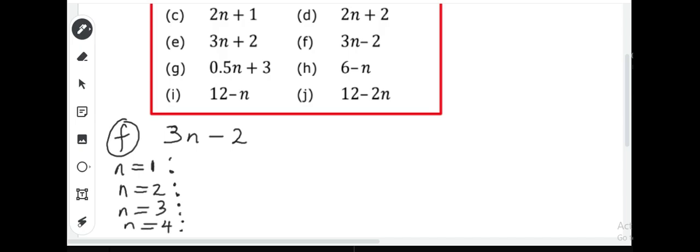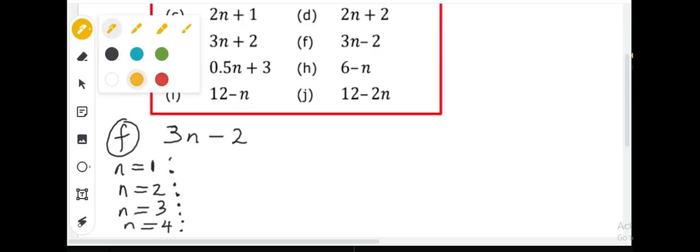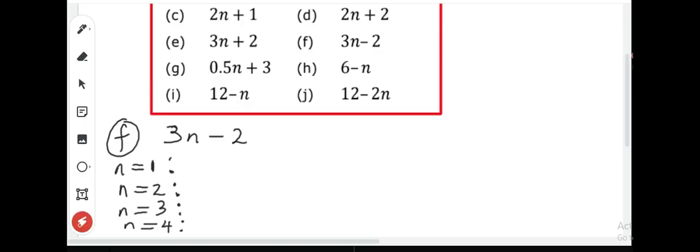So for the first one, when n equal to 1, substitution. By the way, 3n means 3 times n, then minus 2. So we simply say 3 times 1 because n is 1, then the answer minus 2. That will give us 3 minus 2 because 3 times 1 is 3. Then minus 2, that gives 1.